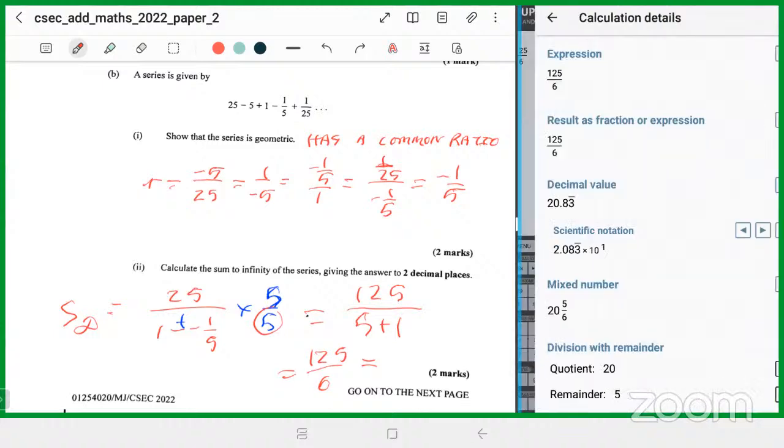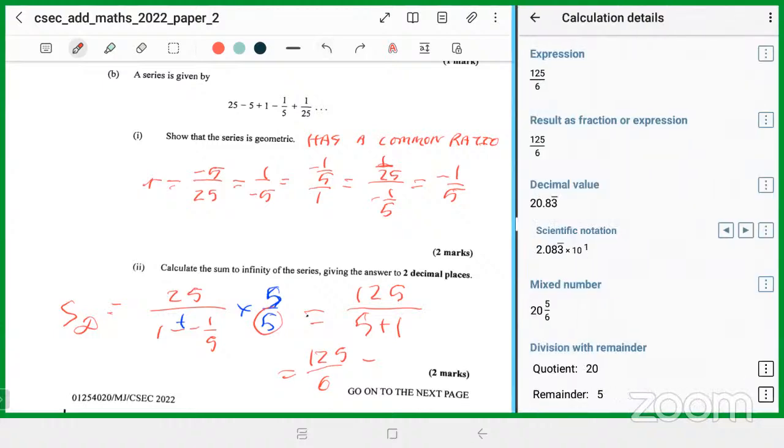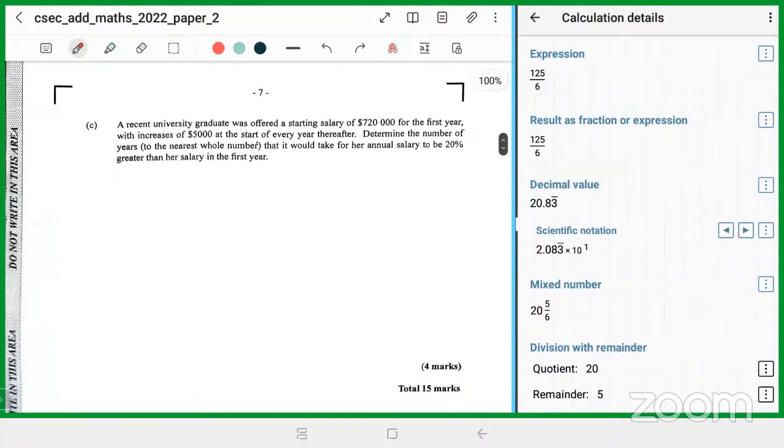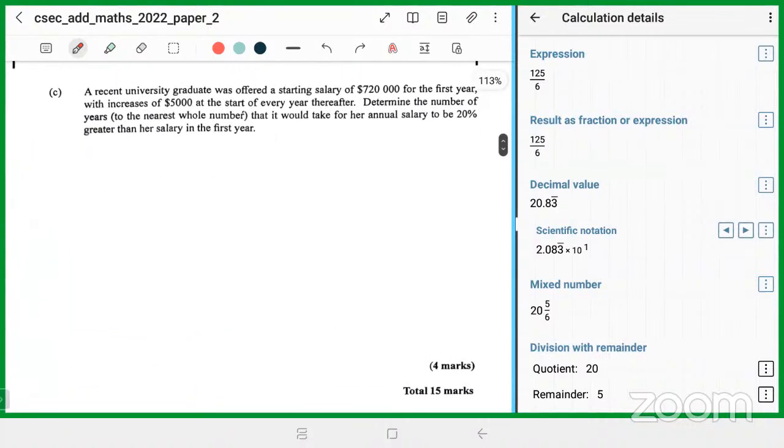All right. This part now. You can definitely do this part. It's a 4 mark question. You want to identify your A and your D, because this one is the same increase. A recent university graduate starts out with this. That is his A. I remember in a time question, A corresponds to year 0. Year 0, because when you start, it is year 0.